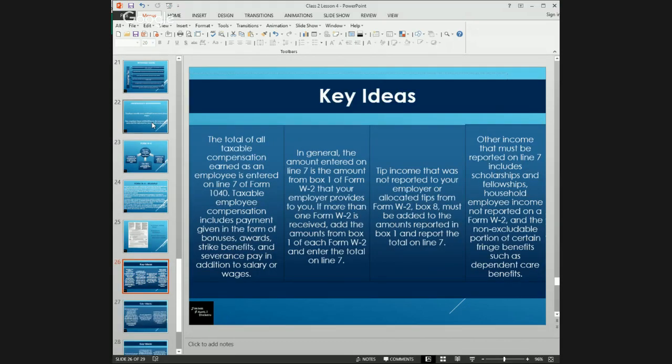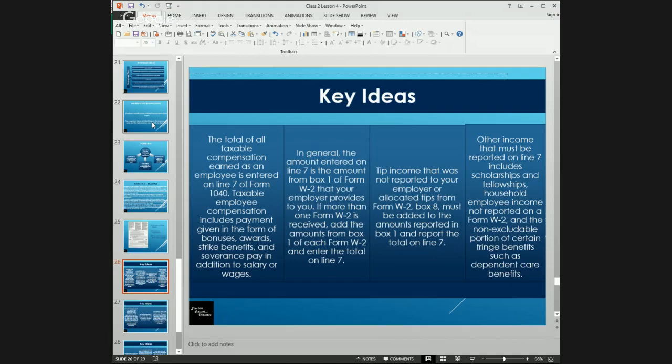So in review, we've talked about how all taxable compensation that's earned as an employee is entered on line 7. This taxable employee compensation includes payment, whether it's bonuses, awards, strike benefits, or severance pay, in addition to your salaries and your wages. In general, the amount listed on line 7 is the amount from box 1 of your W-2s, and if you have additional W-2s, you simply add them together and put the sum in box 1.